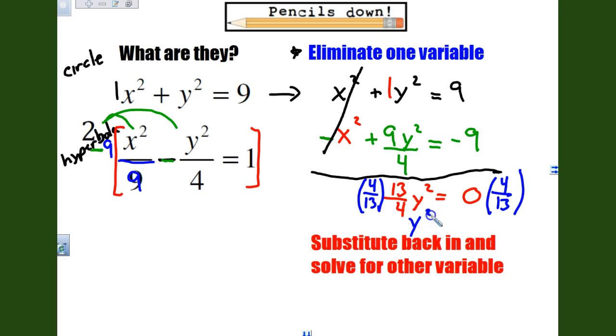So if y squared equals 0, take the square root of both sides, so y equals 0, which you already knew by looking at the graph answer that's on your paper, right? You can see the y coordinate for both of those are 0. It's a negative 3 comma 0 and a positive 3 comma 0.